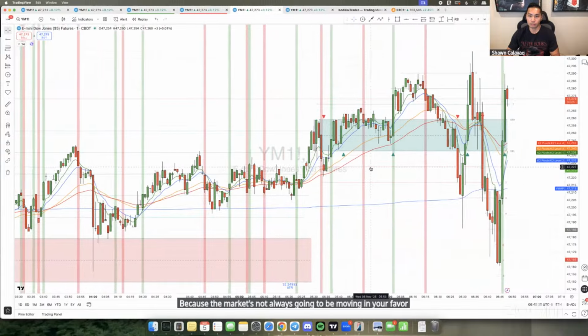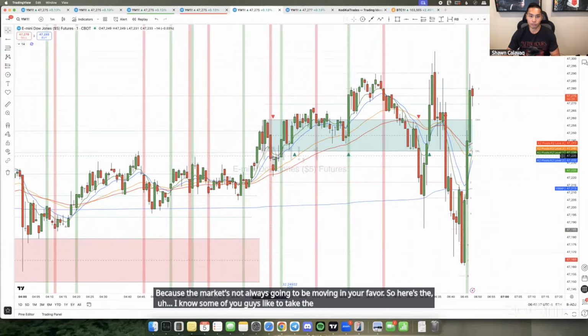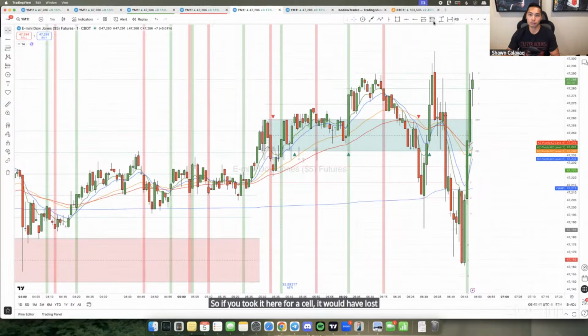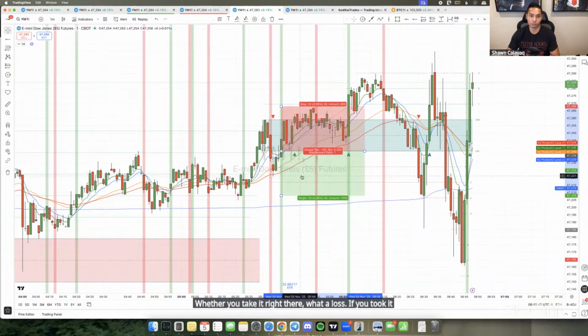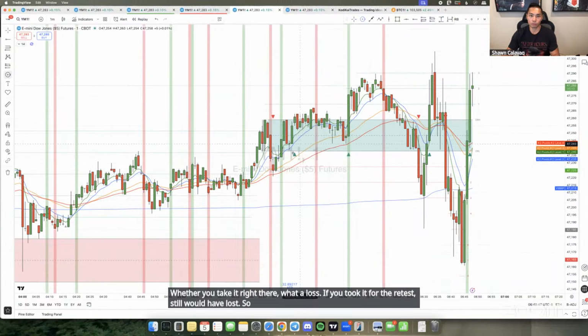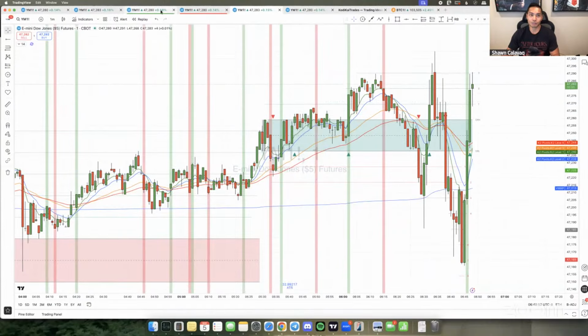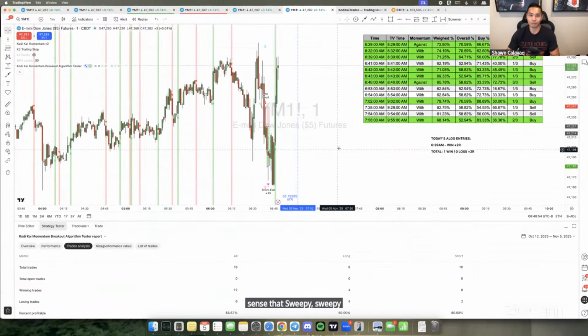So here's, I know some of you guys like to take the ORB entry. The ORB entry here actually lost. So if you took it here for a sell, it would have lost, of course. Whether you took it right there, would have lost. If you took it for the retest, still would have lost. So no wins over here for the ORB. Yeah, Sam said sweepy, sweepy. Yeah, exactly. It's sweeping back and forth.